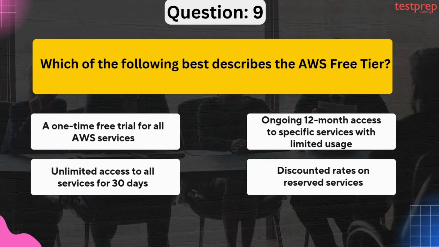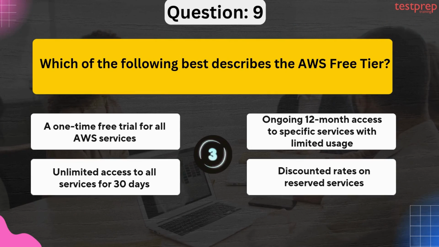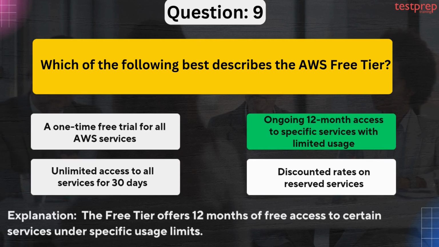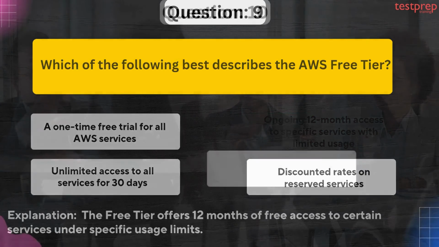Question 9. Which of the following best describes the AWS Free Tier? The correct answer is ongoing 12-month access to specific services with limited usage. The Free Tier offers 12 months of free access to certain services under specific usage limits.